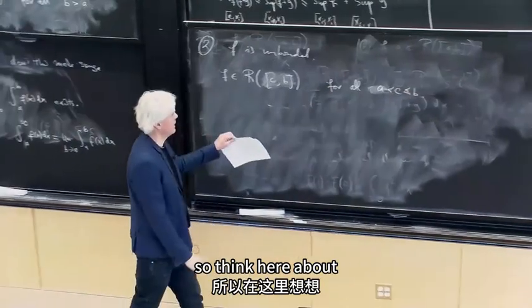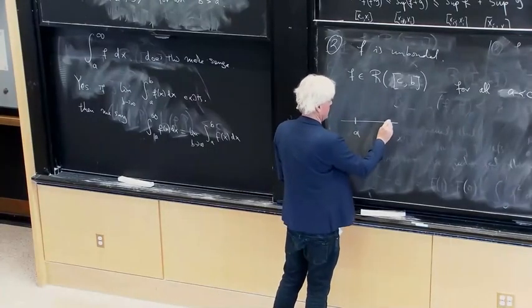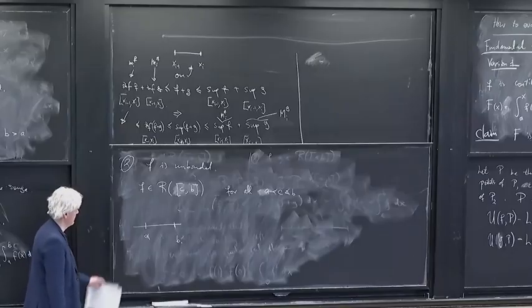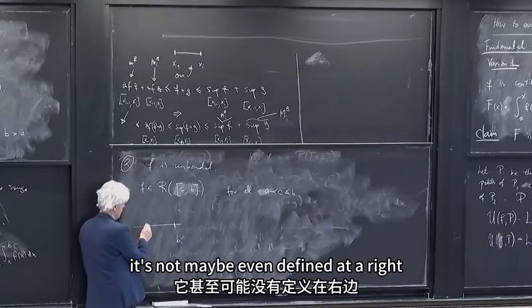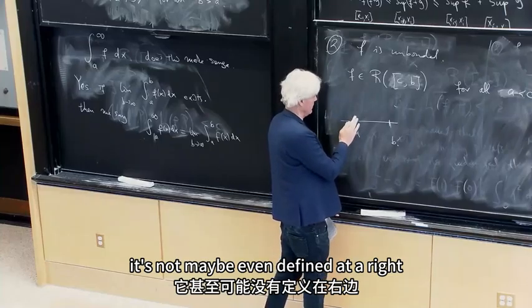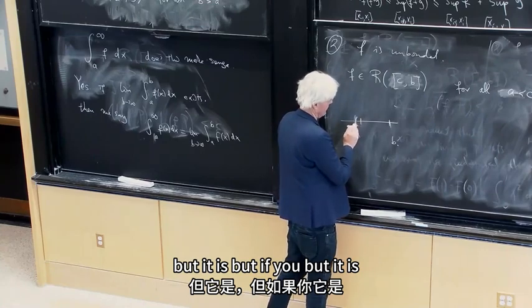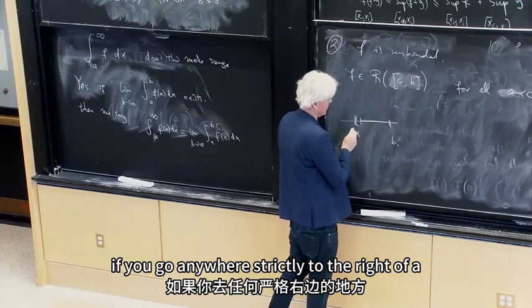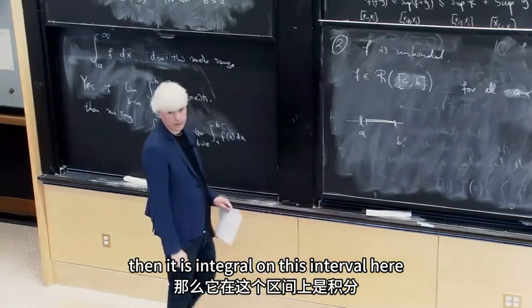So think here, here you have a, here you have b. So a and b in this case are fixed, but the function is not bounded. It's maybe not even defined at a. But if you go anywhere strictly to the right of a, then it is integrable on this interval here.